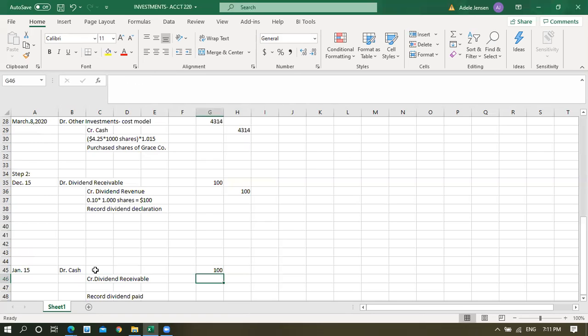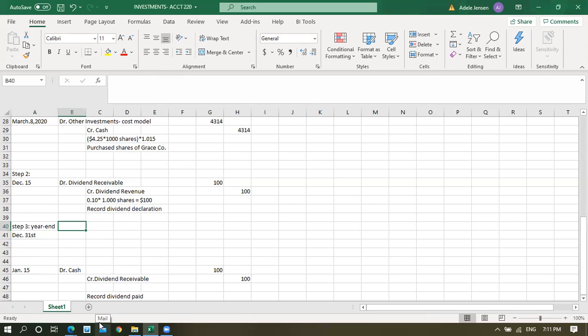Now, there is a reason for why I put a space here, and that is because we have our year end in between that payable date. So our year end, that would be step 3, which is our year end. So December 31st. Now, we need to decide if there is anything we need to record as at December 31st.